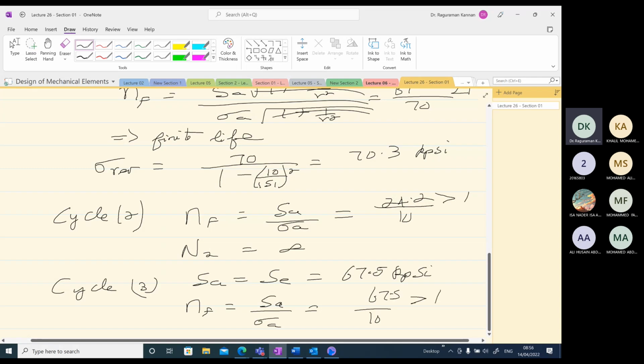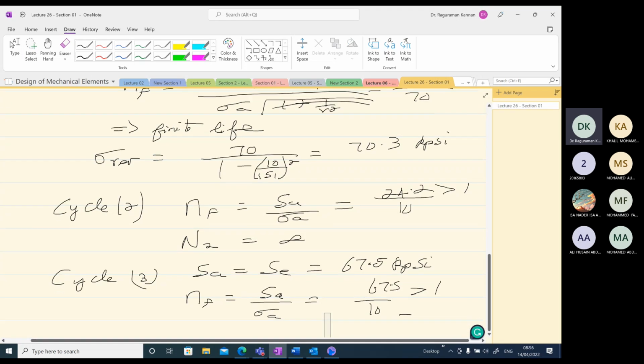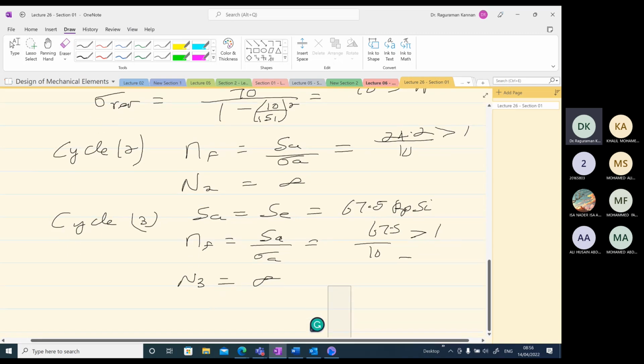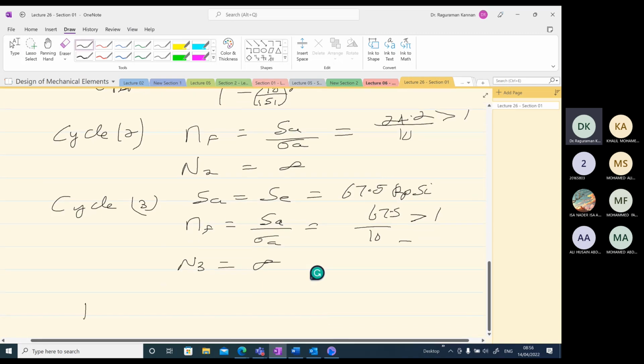N greater than 1 implies infinite cycles. Again, N3 is also infinite. So now we find the damage by using the formula.